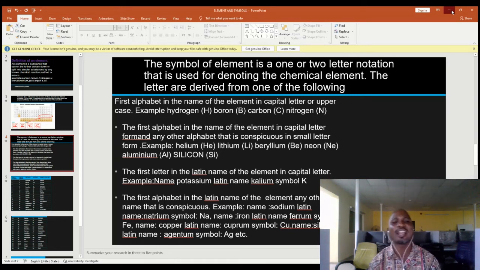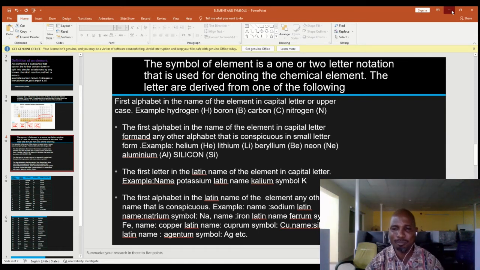Now the other category is elements with the first alphabet in the name of the element in capital letter form and any other alphabet that is conspicuous in a small letter form. And that's why you have elements like helium, capital letter H, small letter e; lithium, capital letter L, small letter i; beryllium, capital letter B, small letter e; neon, capital letter N, small letter e; aluminium, capital letter A, small letter l; silicon, capital letter S, small letter i.